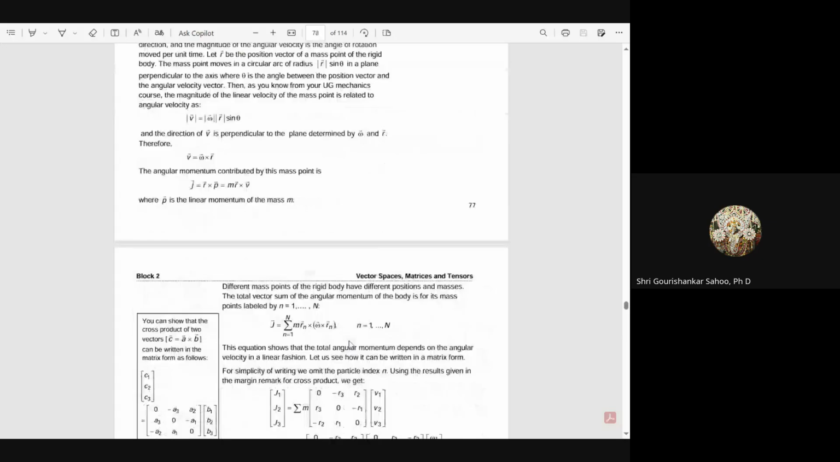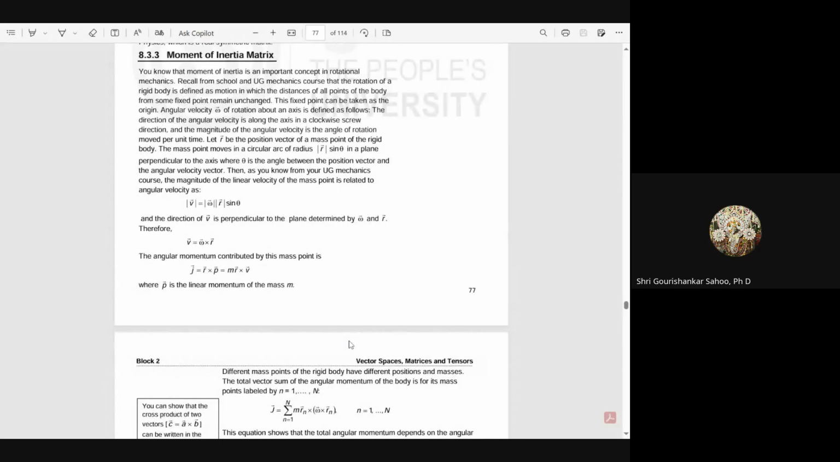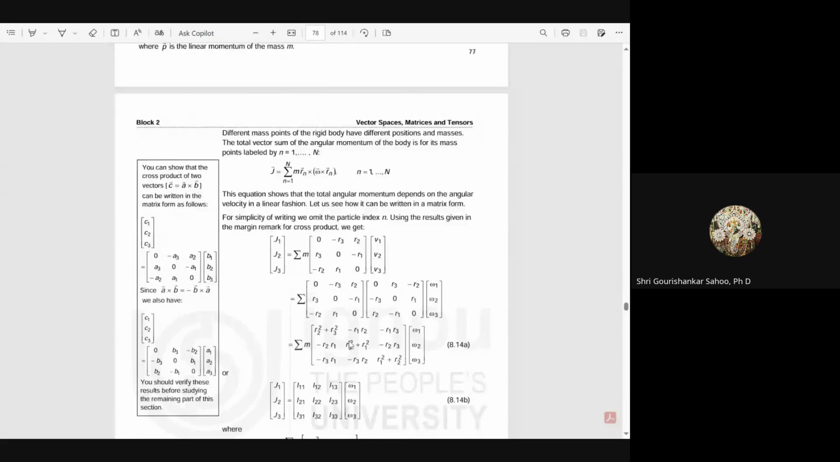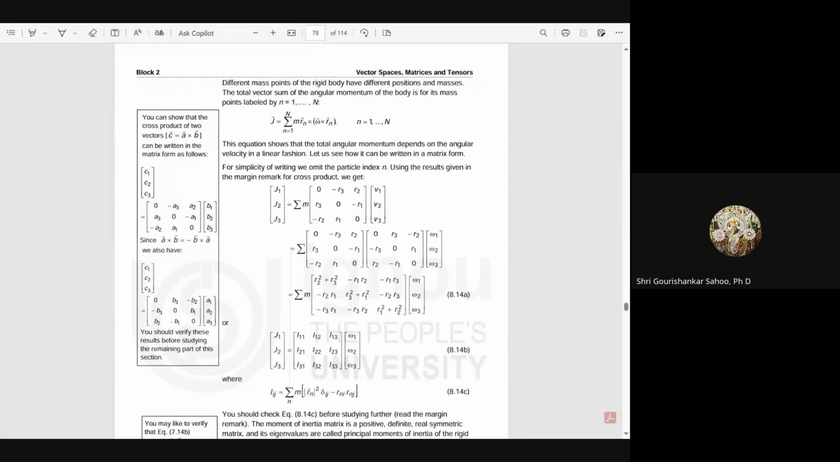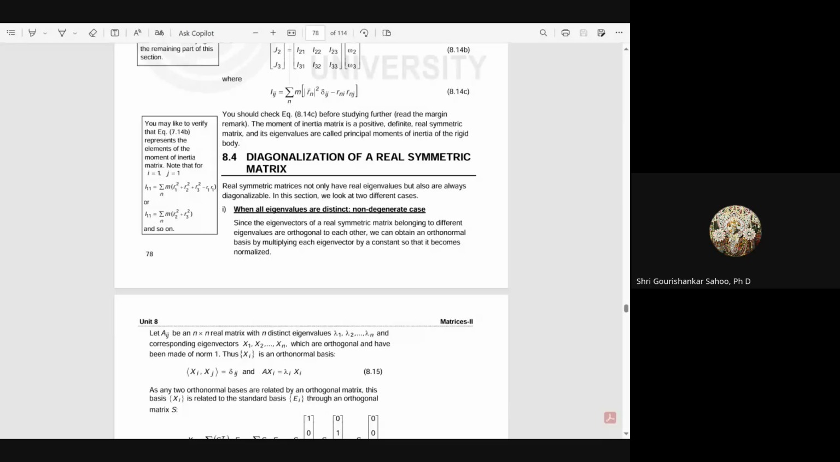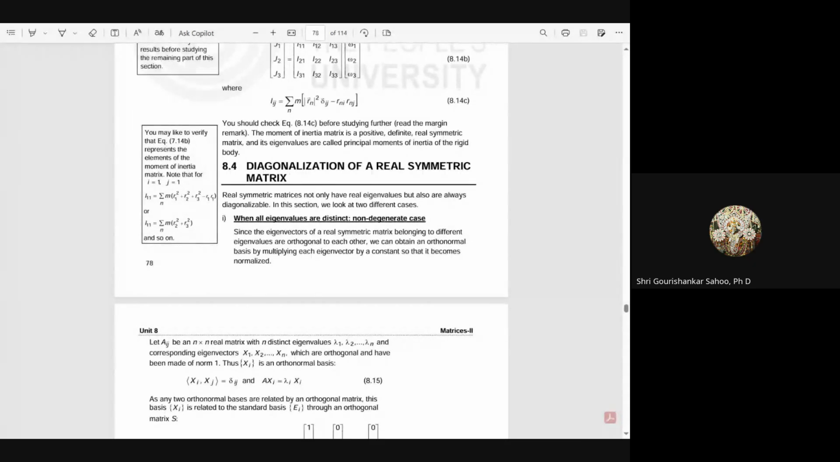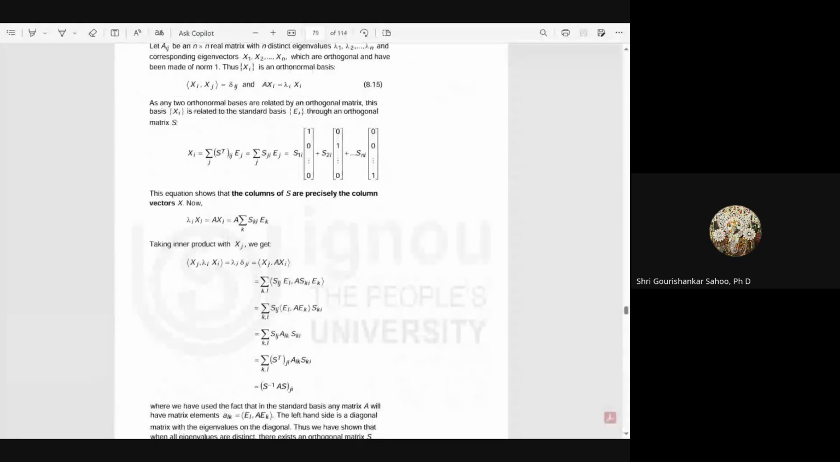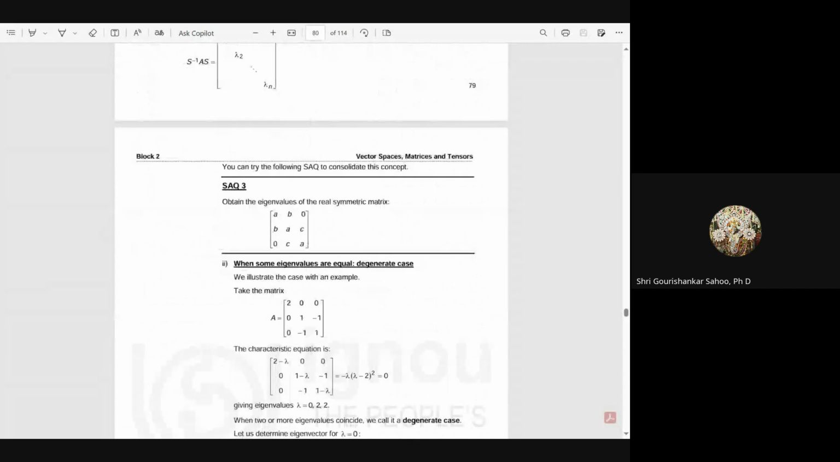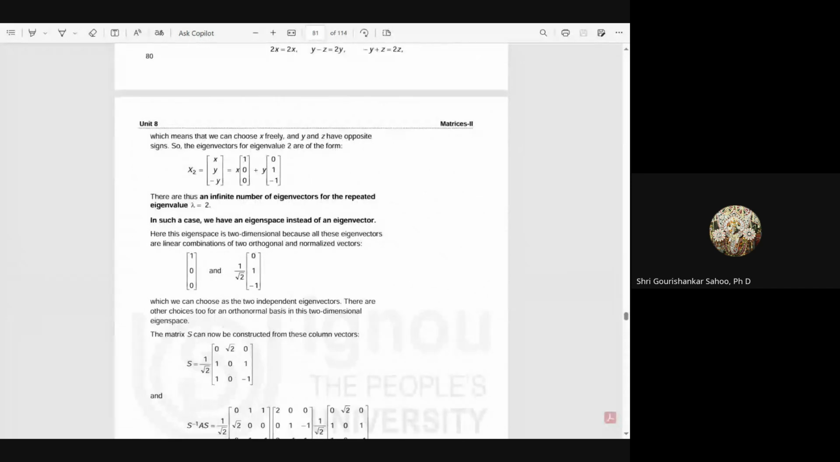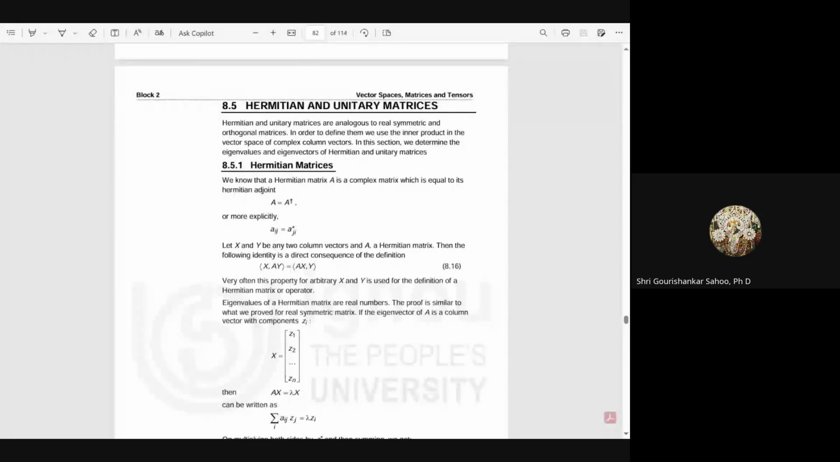And here are some examples. You can go through this. Then moment of inertia matrix. Diagonalization of the real symmetric matrix, diagonalization by eliminating the elements in the rows and columns, I have discussed earlier in this class. Hermitian and unitary matrix, Hermitian matrix and unitary matrix I have explained to you earlier in this class.